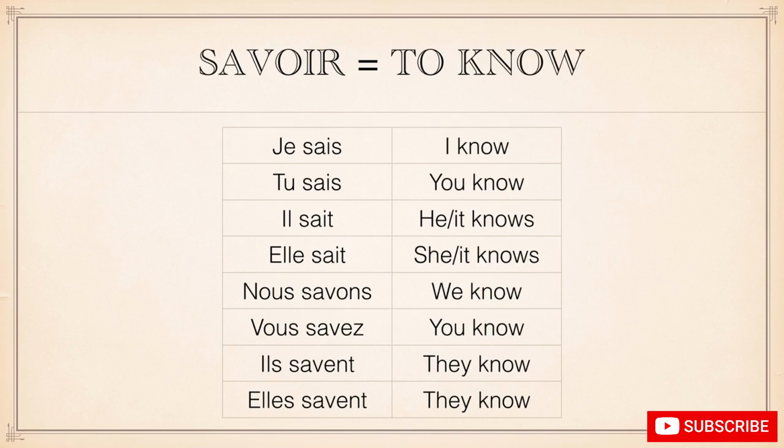Savoir, je sais, tu sais, il sait, elle sait, nous savons, vous savez, ils savent, elles savent. Also notice that the ENT isn't pronounced on either of the ils or the elles. Never ever in French is the ENT pronounced in a verb. There's only one word in French that uses the ENT that you would use frequently, where you would pronounce it, but that's not a verb.